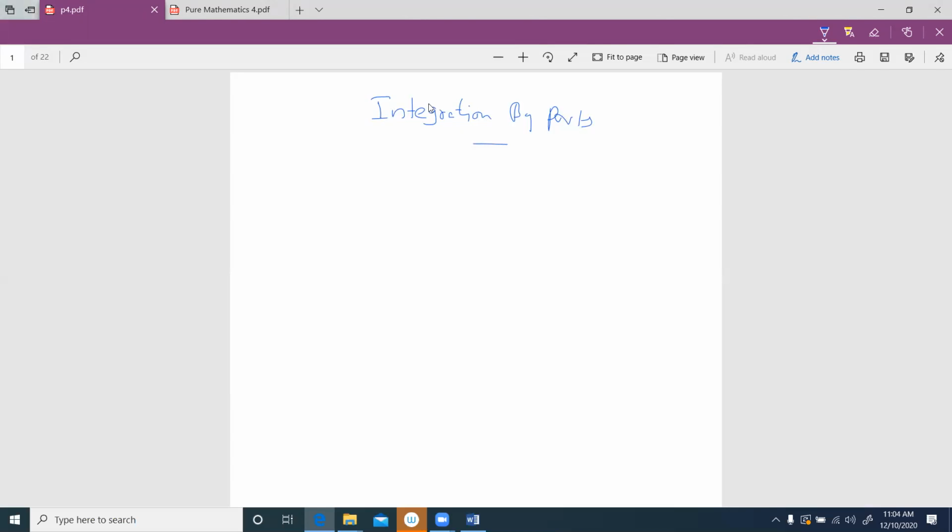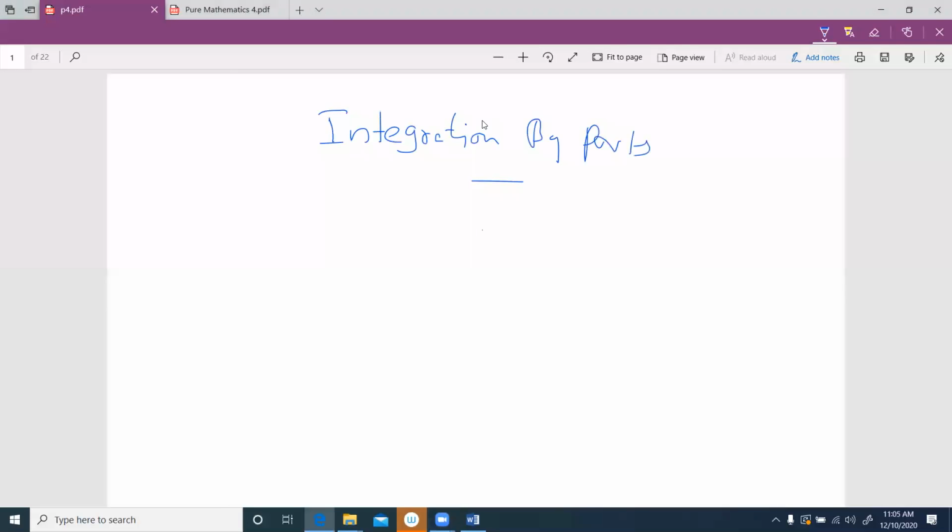Integration by parts. Yes. If you are referring to integration by parts, we have to see under which circumstances we have to use it. For example, if you refer to yesterday's notes, when I was explaining the concept of integration by substitution, it comes under this situation.